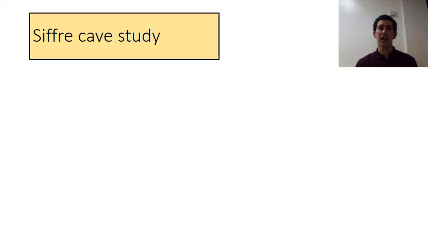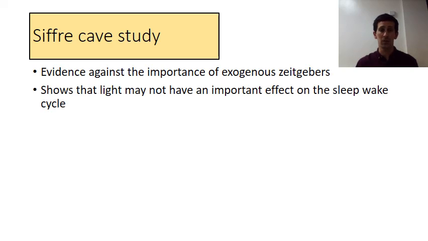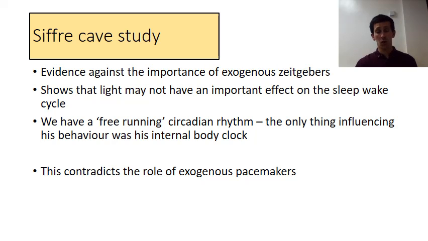We've also got Siffre's cave study. So this does provide us evidence against the importance of exogenous zeitgebers, and it shows that light may not actually play an important role in the sleep-wake cycle. Because remember, his circadian rhythm, his sleep-wake cycle, was still about 24-25 hours, even though he wasn't exposed to any natural daylight. And it suggests that we do have a free-running circadian rhythm, and the only thing that influences this behaviour was his internal body clock. So it contradicts the role of exogenous pacemakers, okay, and that light plays any effect at all on our sleep-wake cycle.